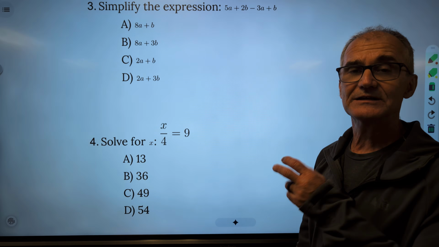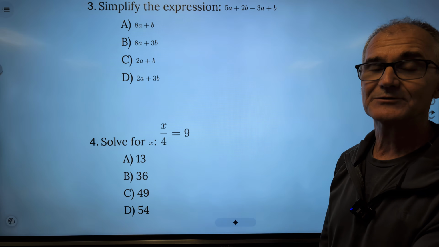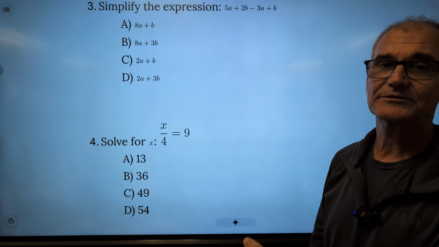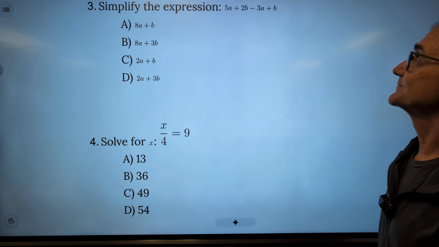Go ahead, pause the video, do these 2 problems. That'll be our 4 easy ones. Then we'll move to 4 medium, and then 4 a little bit harder problems.